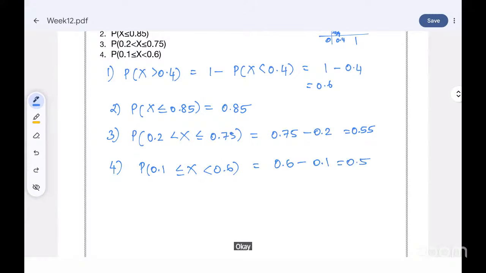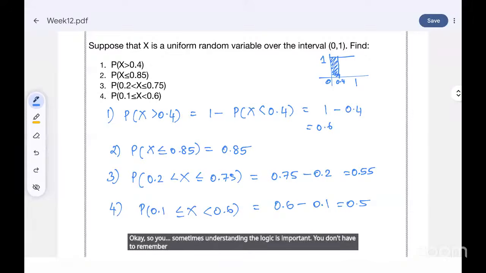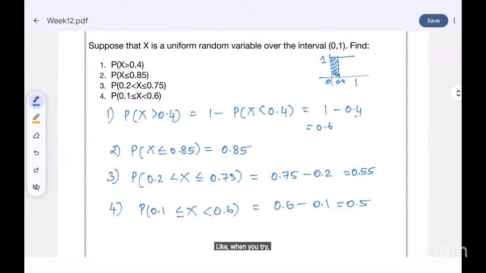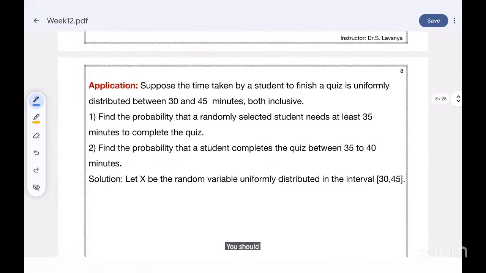Okay. Sometimes understanding the logic is important. You don't have to remember all the steps, like calculations and everything. For example, here the logic you should know. When you try, you should be able to figure it out. That is the thing. You don't have to memorize everything, but the logic you should be able to get.